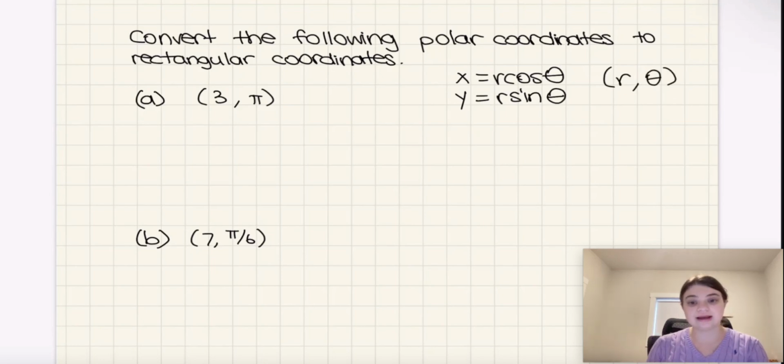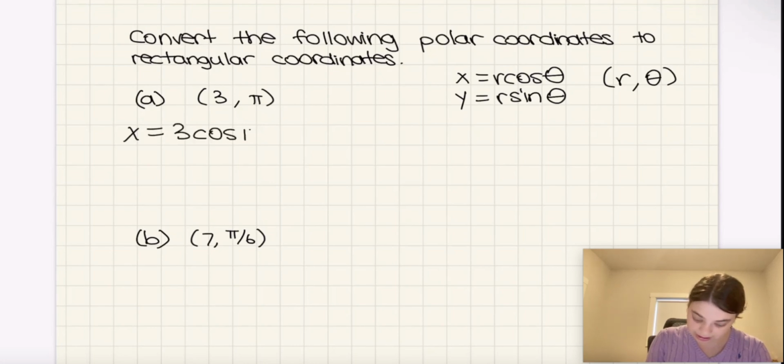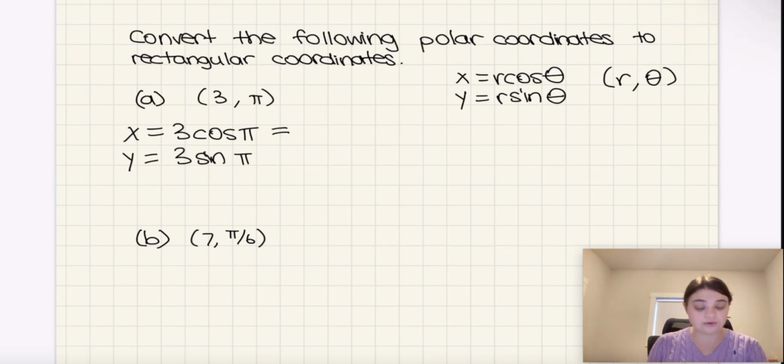So for this first example, we could say, well, that means r is 3 because it's the first one, and theta is pi, so that's the second one. And if we just plug those values in, we can easily find out what x and y would be. So x would be r cos theta, so that's going to be 3 cos pi, and y is going to be 3 sine pi.